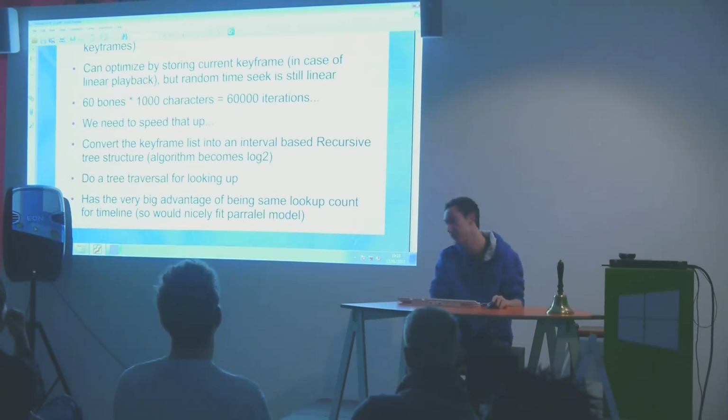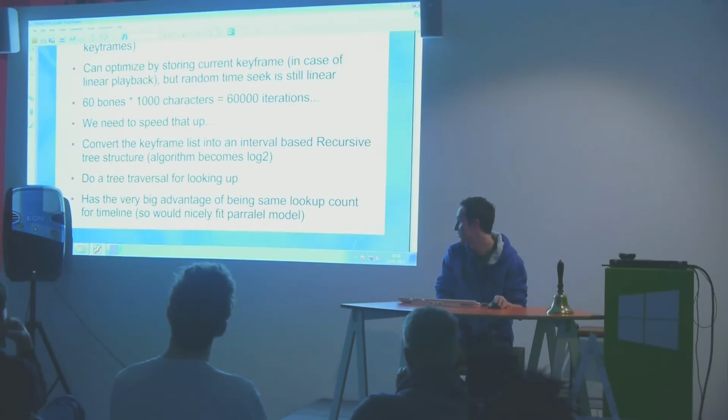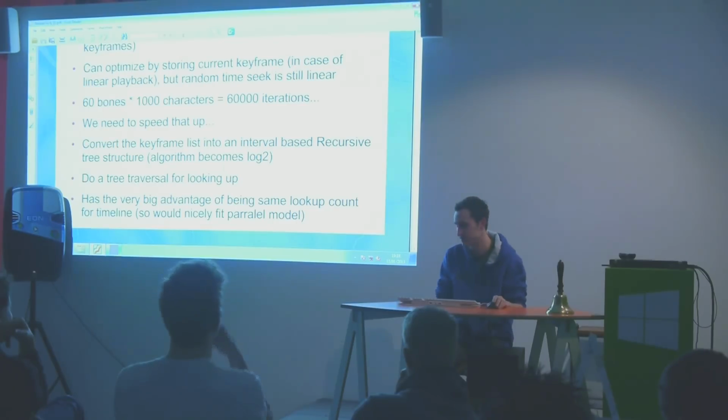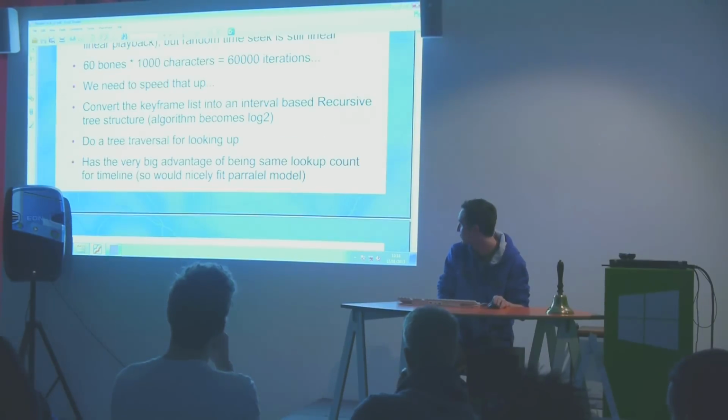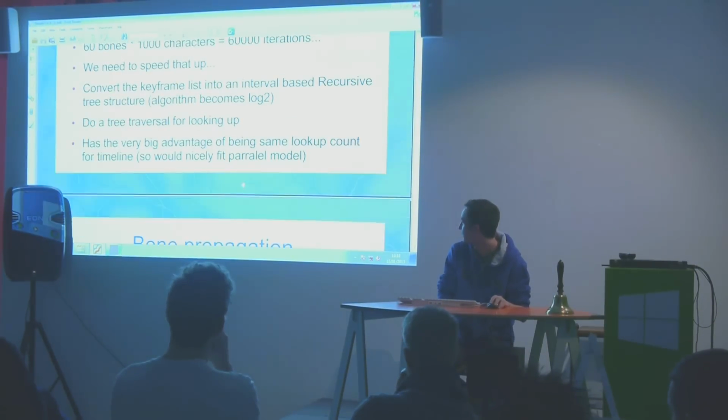You just subdivide, so it becomes a node-based tree. For 1000 elements you can access any point in the timeline in 8 iterations, which is pretty handy. Actually, I did that for databases 15 years ago. I didn't expect to use it for computer graphics. You do your traversal for looking up, and it's very nice also because it has the same lookup count every time, so it fits a parallel model very well.